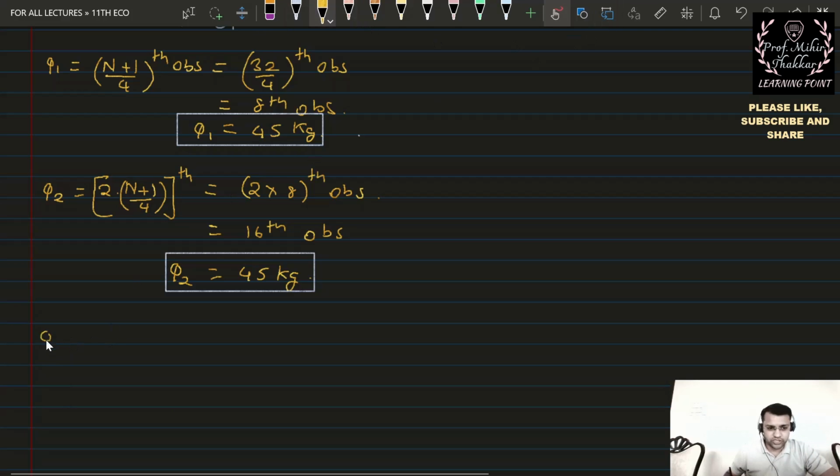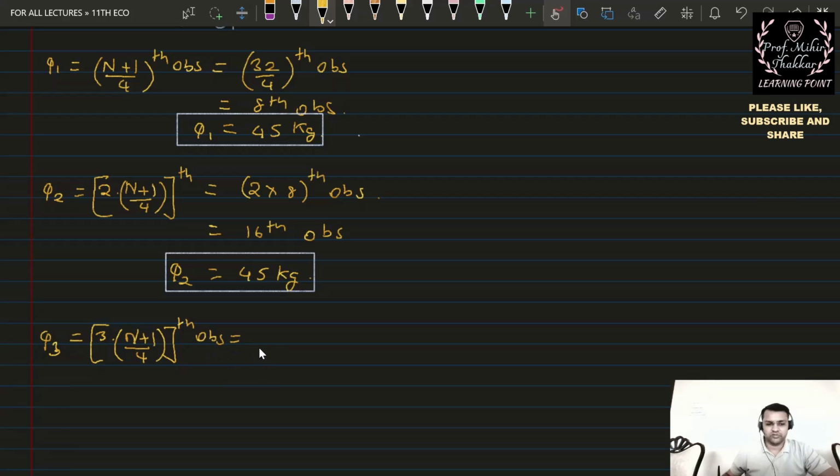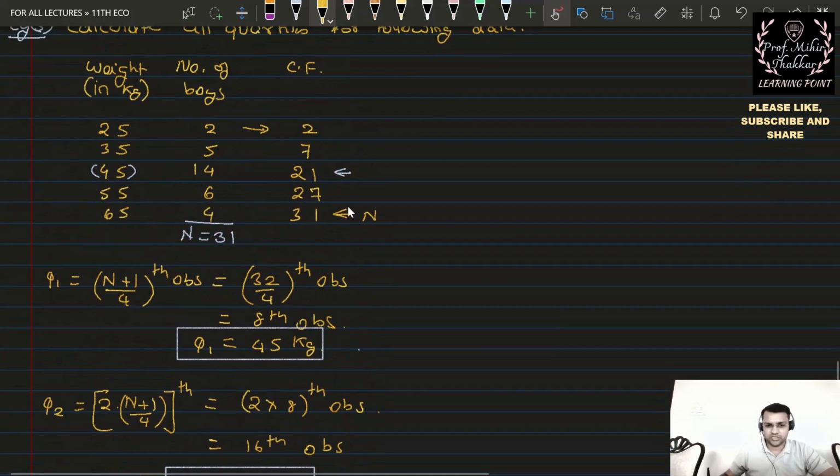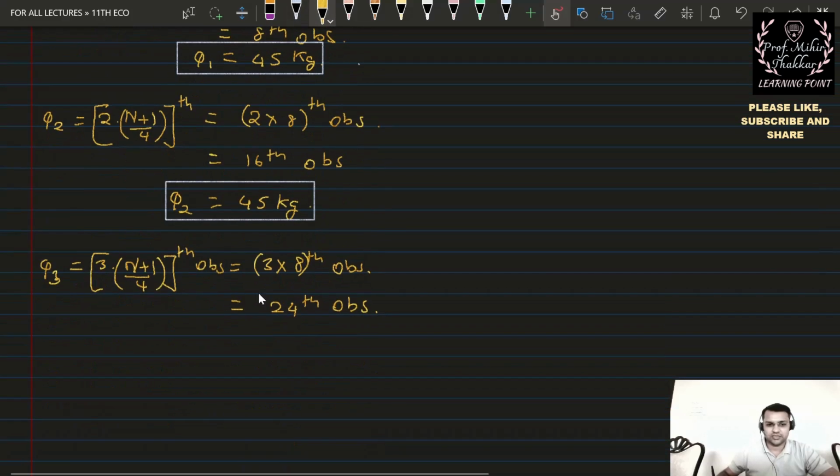Now when we talk about Q3, it is 3 into n plus 1 upon the fourth observation, which is 3 into the eighth observation, 24th observation. So if you search for a cumulative frequency just greater than 24, I can see it is 27 and the corresponding value is 55, and therefore my friends, your answer is 55 kilograms is the required value of Q3.